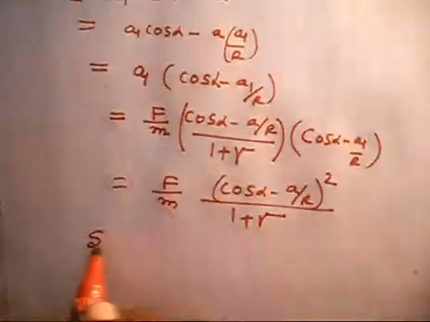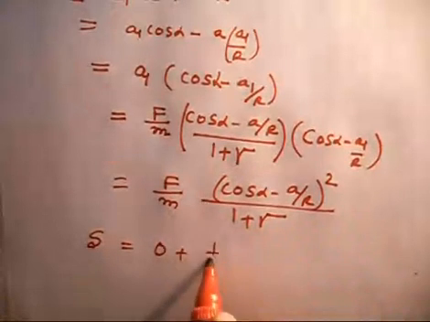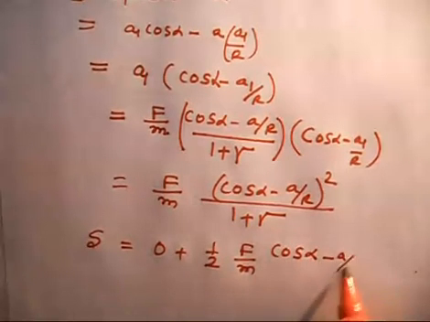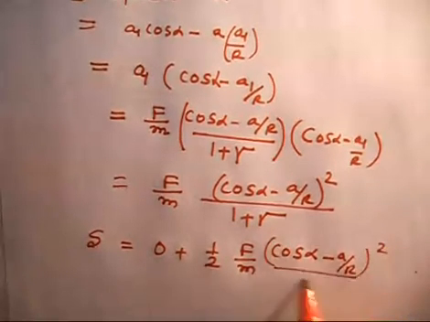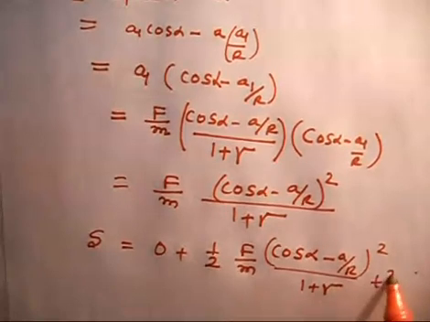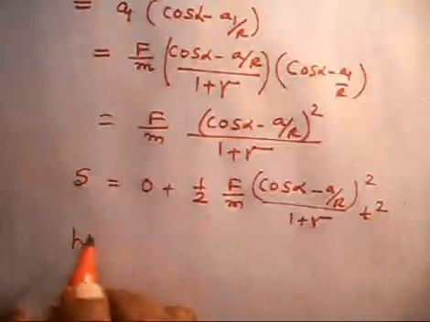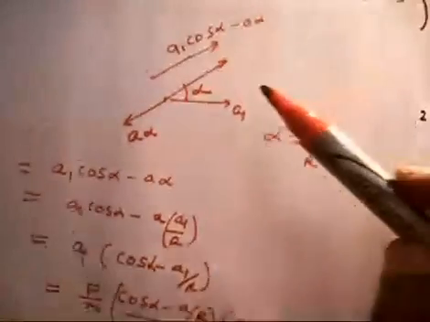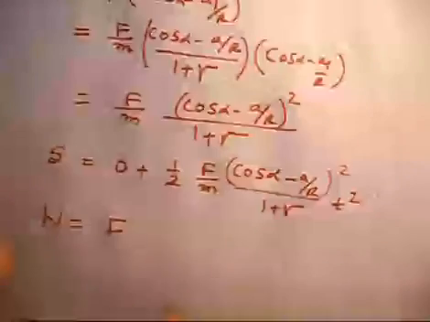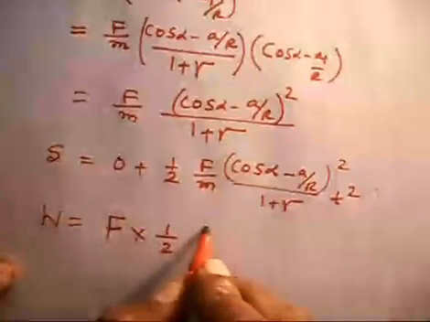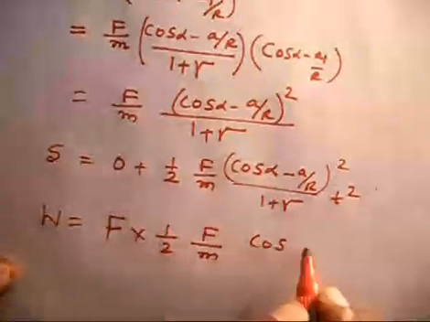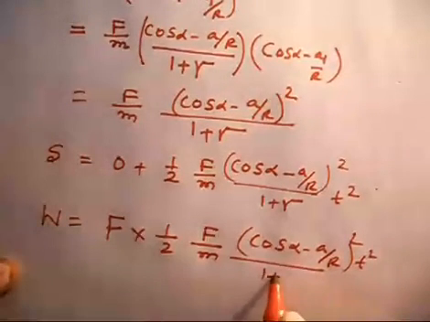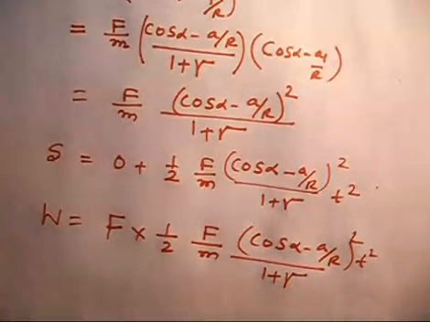So what is the distance? S is equal to ut plus half at square. So half F by m, this term cos alpha minus a by r whole square, 1 by 1 plus gamma, t square. So this is the distance. Now I have to find work done. In this direction I have a force that is applied as F. So F into distance: F into half F by m cos alpha minus a by r whole square t square over 1 plus gamma.